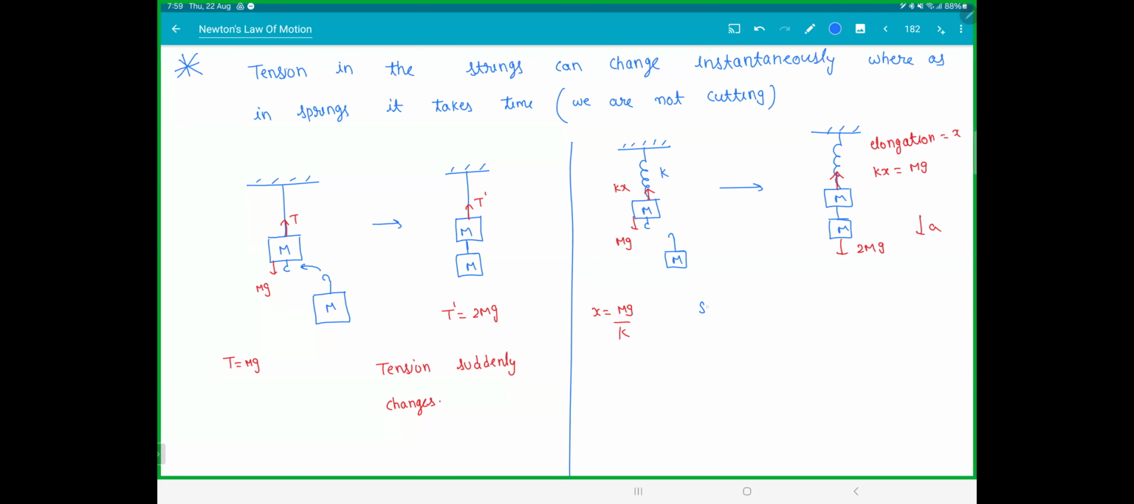So spring force depends on elongation, which is K into x. The moment you attach the block, what is the elongation? Isn't it the same? If you give some more time, then these blocks will come down and the spring will stretch. Spring will simply say, boss, my elongation is Mg by K, so it is still the same. So I'll apply still the same force. Spring force depends on elongation or compression. So when you attach a block like this suddenly, spring force can't change.